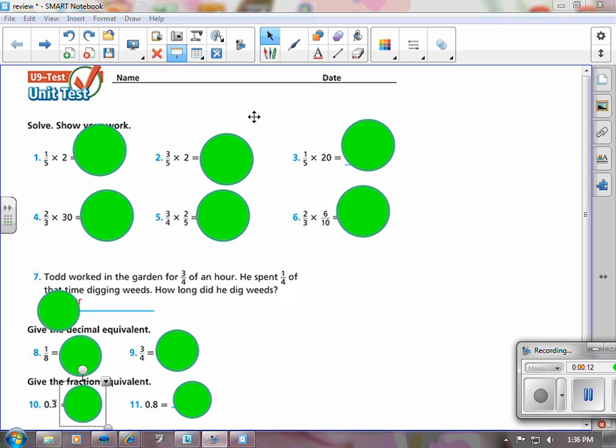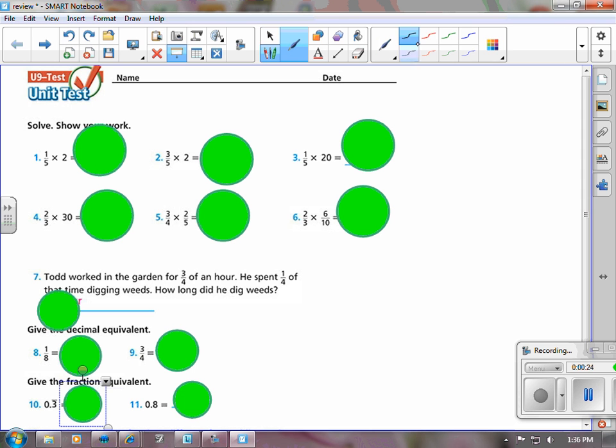So 1/5 times 2. If you were going to work that out, it's like saying that 2 is over 1, right? So you could make that 1 down here at the bottom. And then multiply across, so you would get 2/5, okay, just by multiplying across. Same thing on this next one, right? Put the 2 over a 1, okay? You would get 6 over 5, and then you're going to simplify.